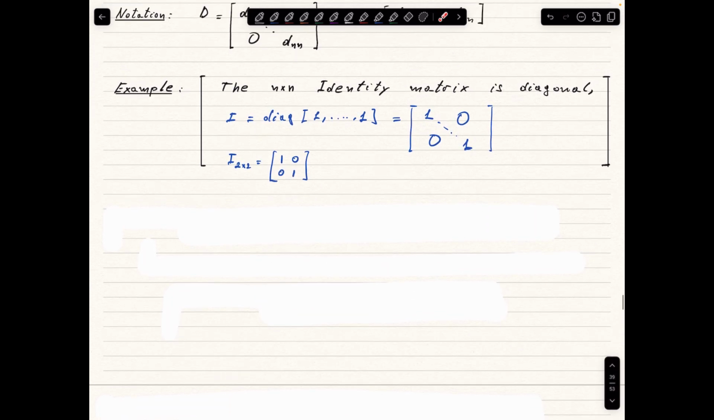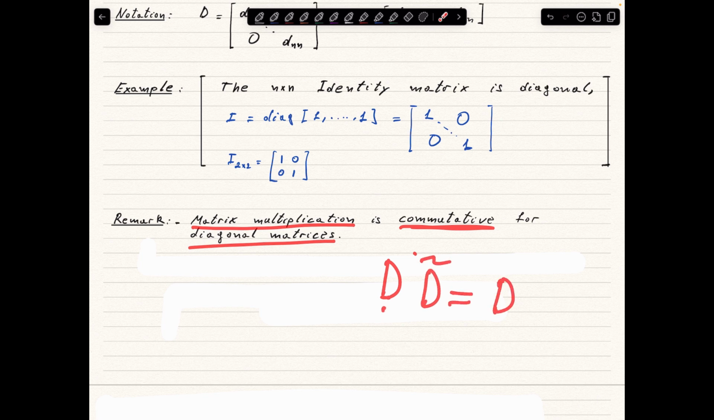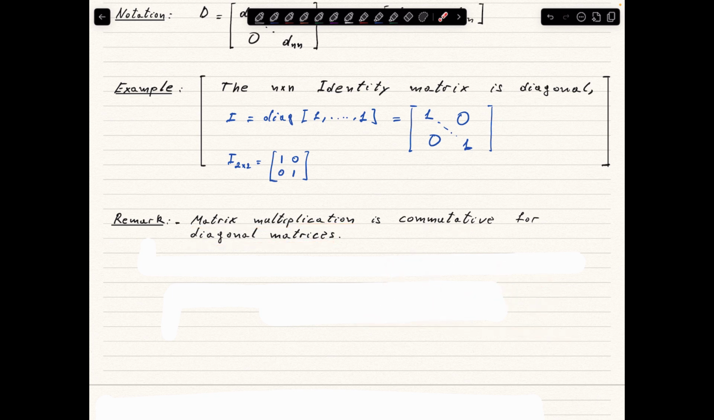So why are we interested in this type of matrices? Well, because they are very simple matrices. In particular, matrix multiplication is actually commutative for diagonal matrices. That is, if you have one diagonal matrix and another diagonal matrix and you multiply, this is the same as switching the order of the matrices. This is not true in general for any matrices, but it is true for diagonal matrices. That makes calculations very simple to do with diagonal matrices.